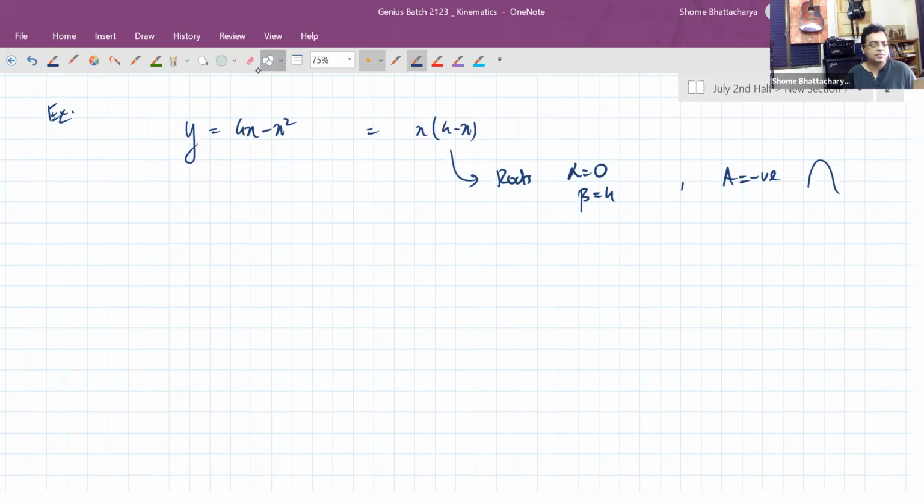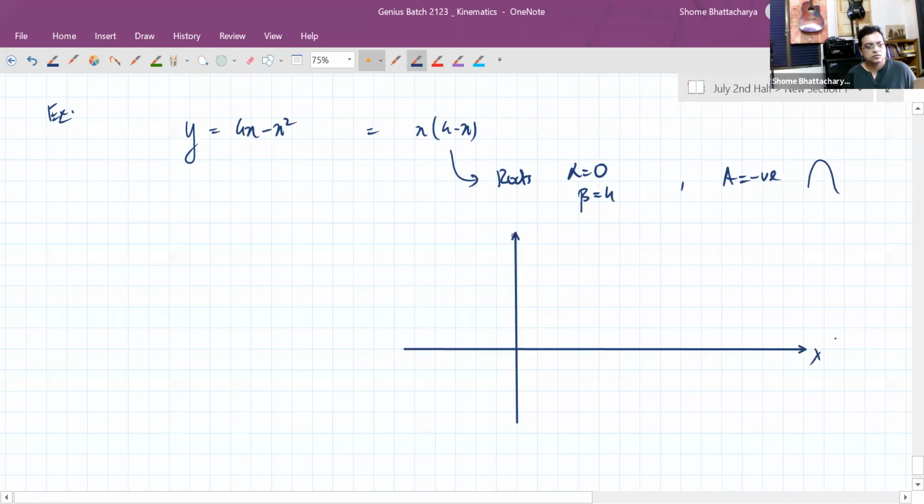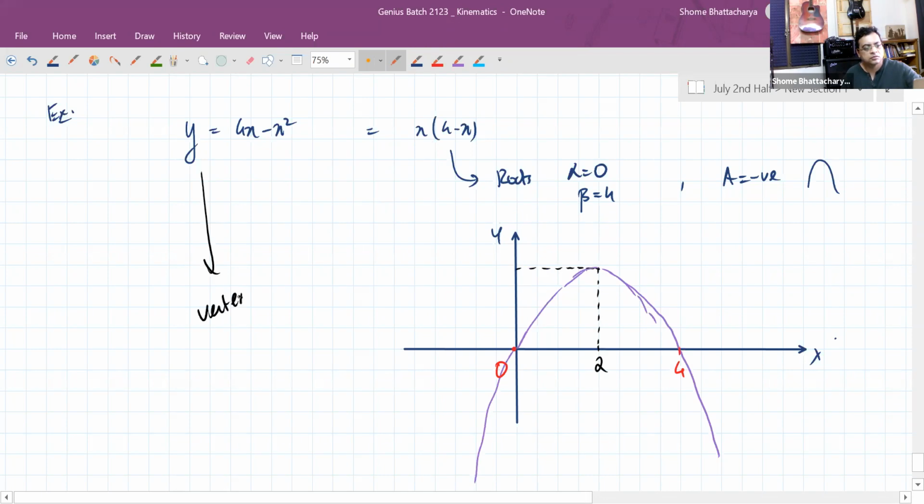So this will be the type where the vertex is a maxima point. Here the vertex will have an x coordinate which is the midpoint of 0 and 4. So this is my vertex point's x coordinate, x equal to alpha plus beta by 2. It will be 2. And the y coordinate we'll have to find by just substituting 2 over here. So y will become 4 into 2 minus 2 square. So that's 4.